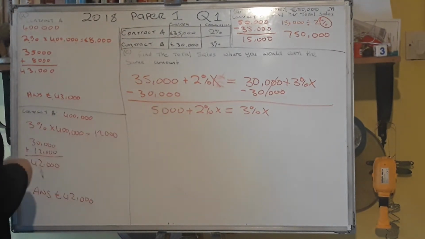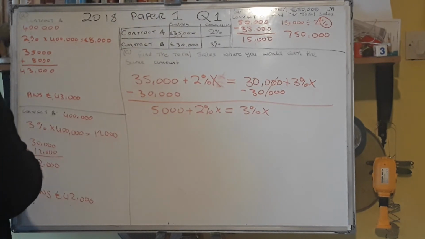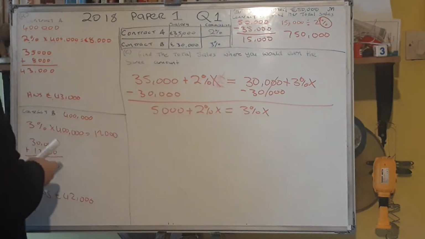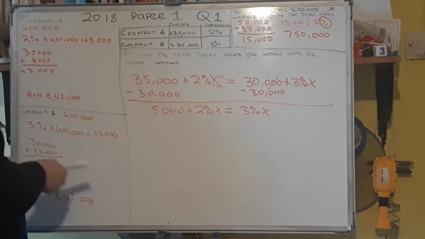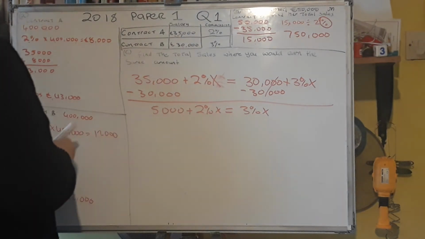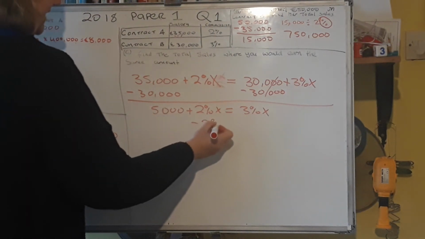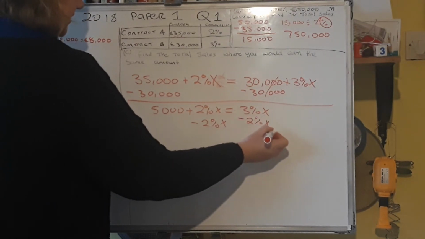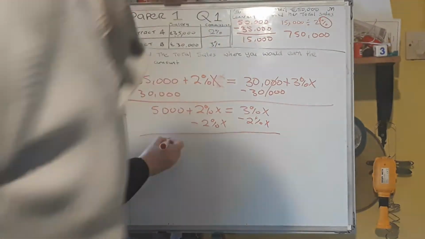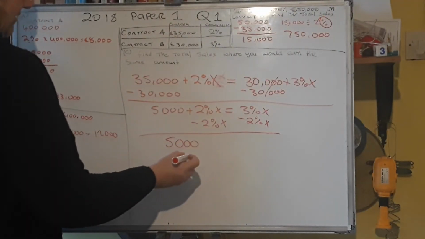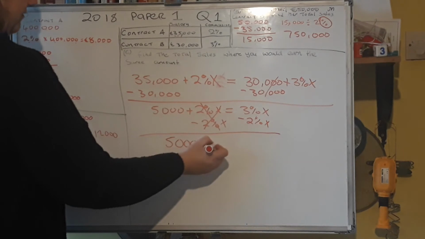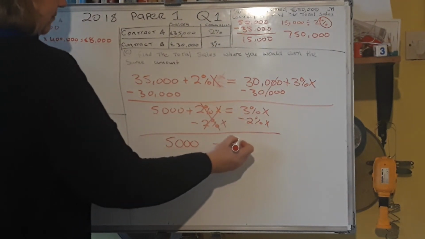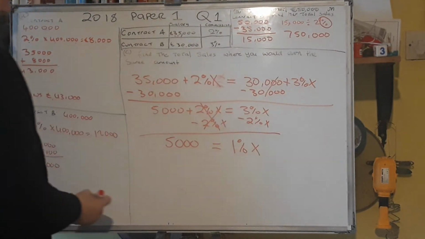Okay, so now you have 5,000 plus 2% X is equal to 3% X. So I don't want that there. So I'm going to take away 2% X from that side. Whatever you do to one side, you always do to the other side. Always. So you're left with 5,000, the percentage is gone, is equal to 3% take away 2% is 1% X. Okay?